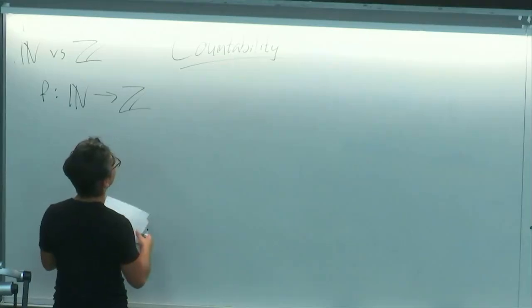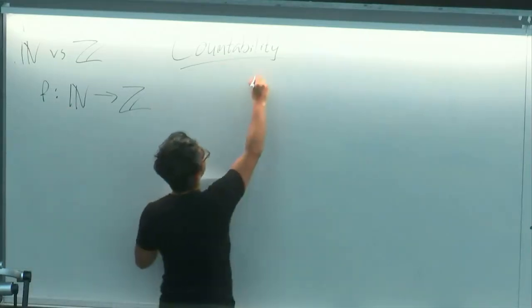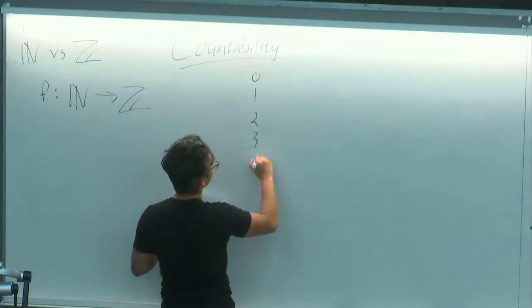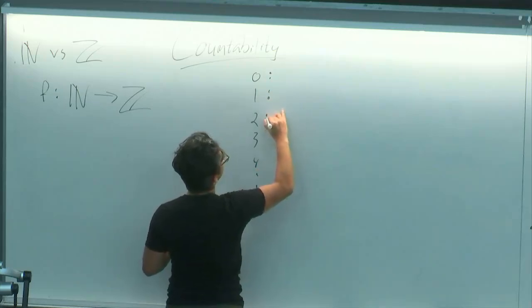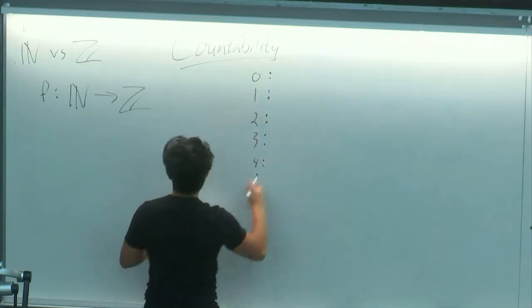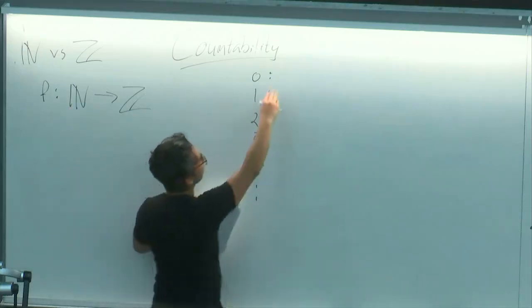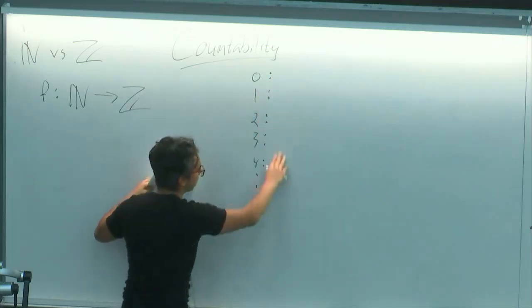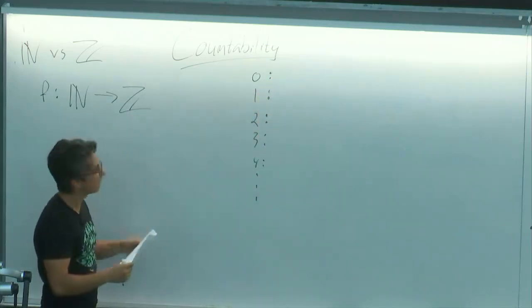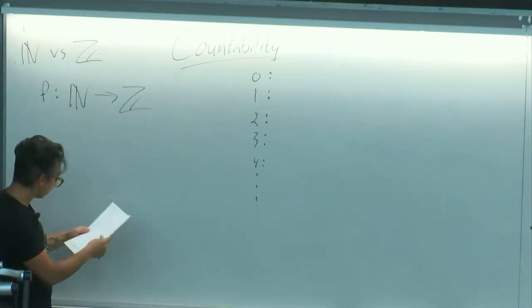Okay, so N to Z, this countability. Really, the natural numbers are 0, 1, 2, 3, 4, all the way down. So if we can set up a bijection from N to Z, we're saying we can enumerate all of Z in just a list, 0, 1, 2, 3, 4, 5, all the way down. This says that Z is countable with the natural numbers. So let's see what that looks like.